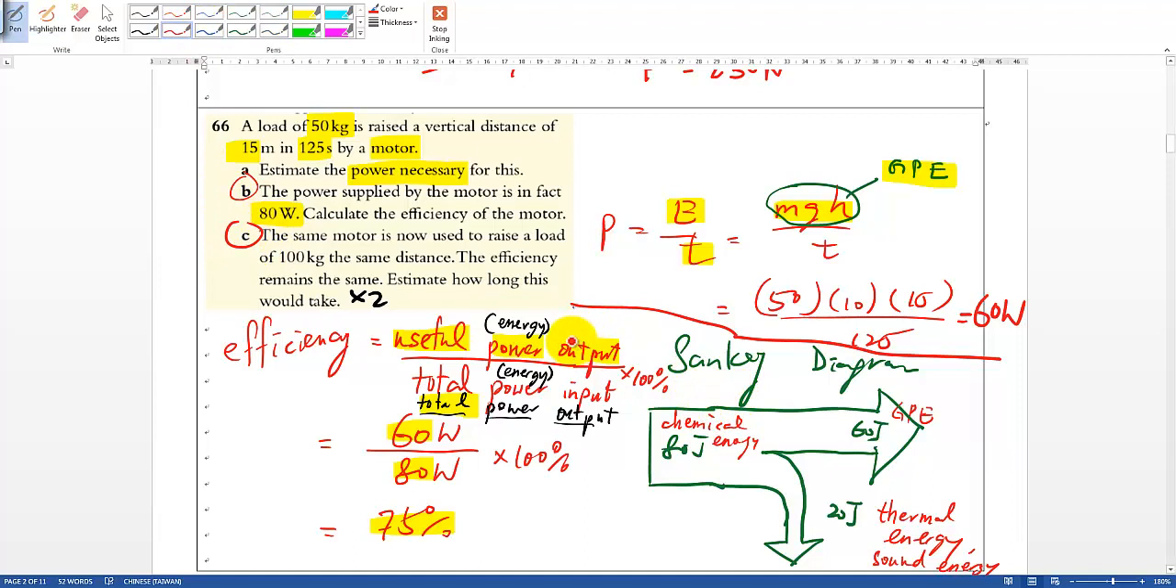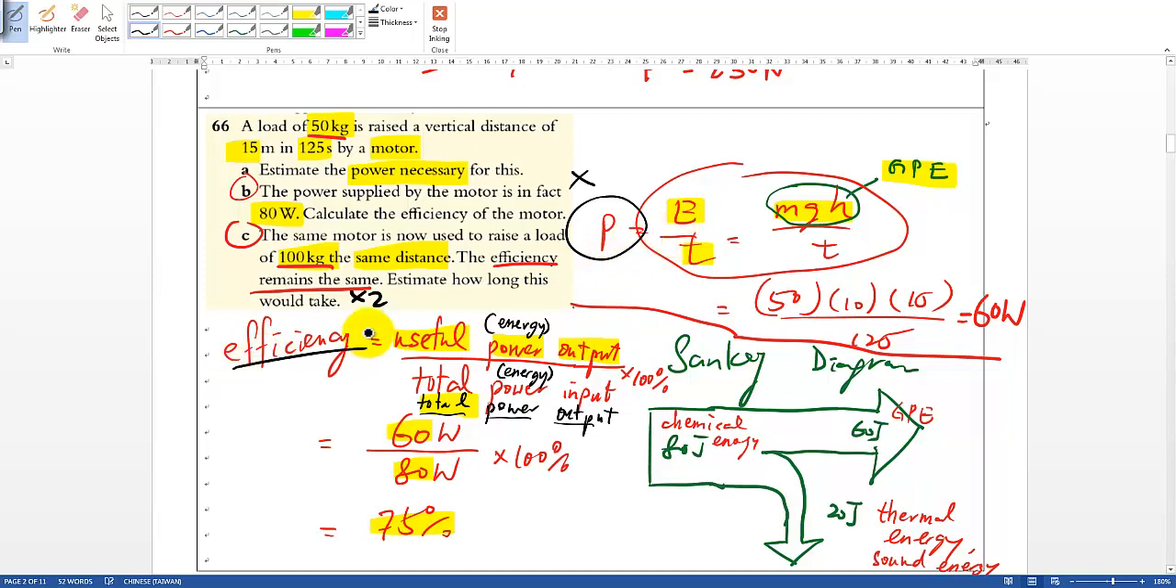For part C, it says the motor is now used to lift a load of 100 kg with the same distance. You may want to notice that it was 50 kg, but now it is 100 kg. The efficiency remains unchanged. How long does it take? By just looking at the equation, you can say the power remains the same because efficiency is the same. So mass would increase by 2, g doesn't change, h doesn't change, and therefore t, the time, has to increase to balance the whole equation, by 2 times as well. So that's why the answer is 2 times longer to take the whole mass to the same position.